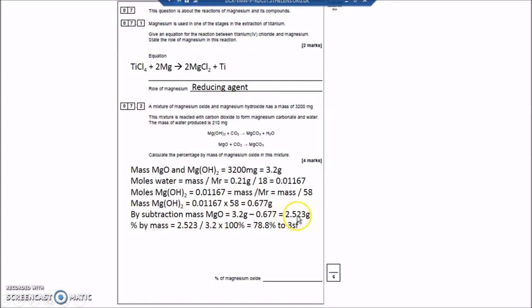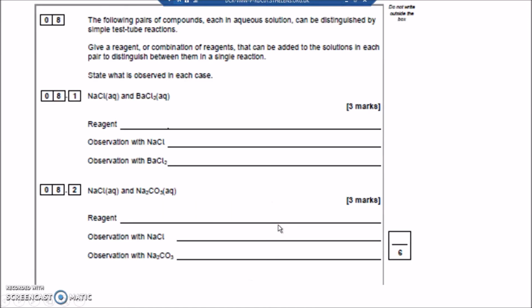So I've got 2.52 grams of magnesium oxide. The question's asking the percentage by mass of magnesium oxide in the mixture. So 2.523 grams of magnesium oxide in the total mass of the mixture, which is 3.2 grams, divided by 3.2 grams, multiplied by 100%, 78.8%. I've put it to 3 significant figures because 210 milligrams is to 3 significant figures. This is to 4 significant figures, but always take the lowest number of figures from the question, 3 significant figures, so my answer is to 3 significant figures.